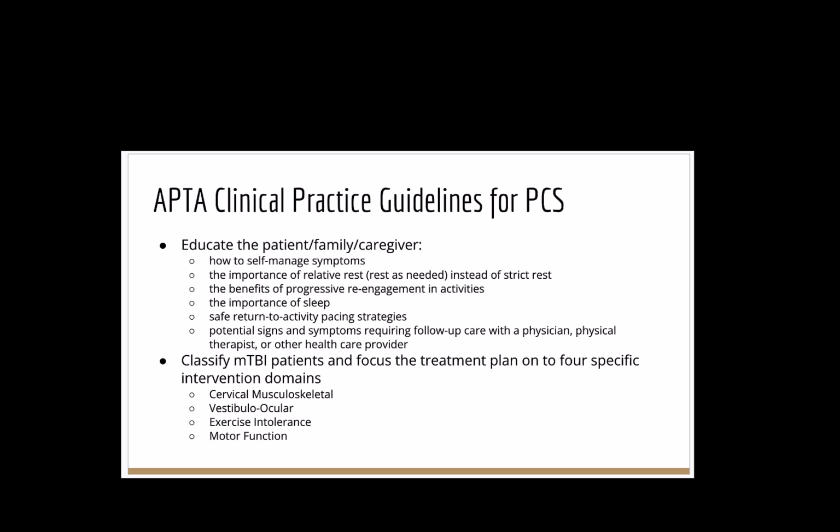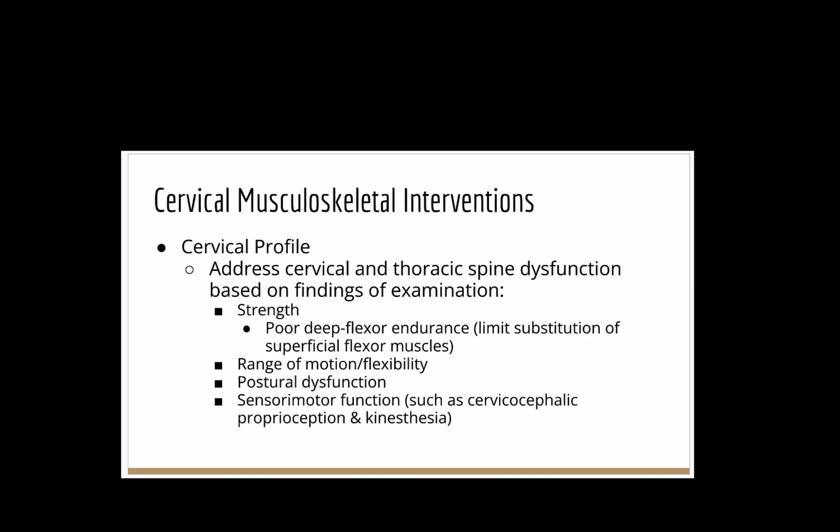Okay, so let's talk about the four classification domains for intervention that the APTA has established as clinical practice guidelines. The first is the cervical musculoskeletal category. They combine vestibular and ocular together into one category. There's a category for exercise intolerance, so that person that comes in having difficulties with dysautonomia or being able to engage in exercise again, based on maybe what you found on the Buffalo Concussion Treadmill Test, might fall under that. And then motor function, which is usually where we start talking about things like balance, dual tasking, things along those natures. So let's break down each one of these areas.